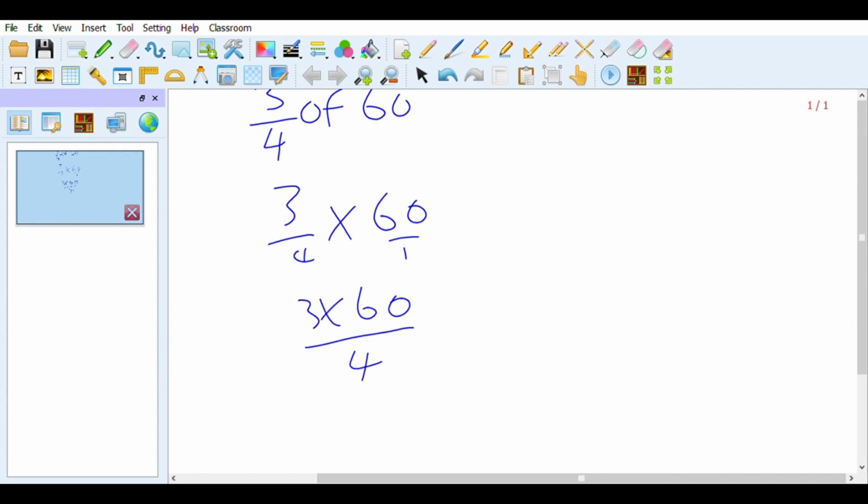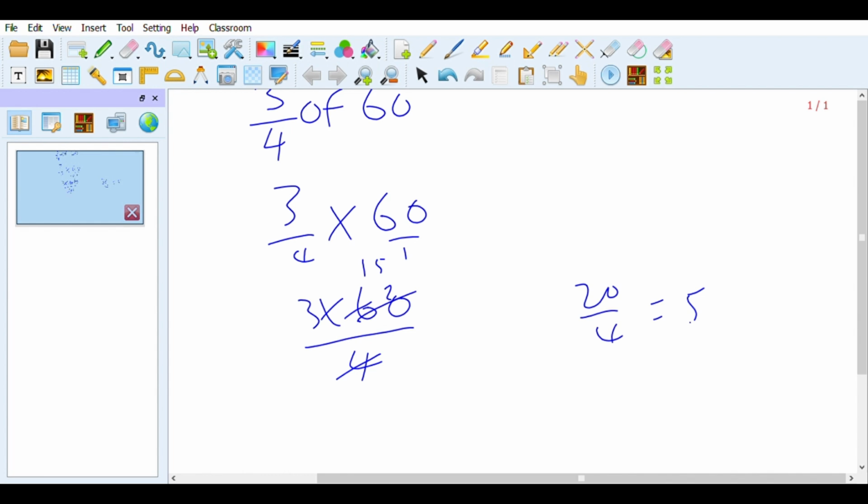Let's try 4. I think 4 can divide 60, yes. So if we use 4 to divide 60, let's start by dividing the first digit 6. We have 1 because 4 times 1 is 4. We will have a remainder of 2. Move that 2 to 0, that becomes 20. If 20 is divided by 4, we have 5 because 4 times 5 is 20. So we have 5 here. It means if 4 divides 60, we have 15.